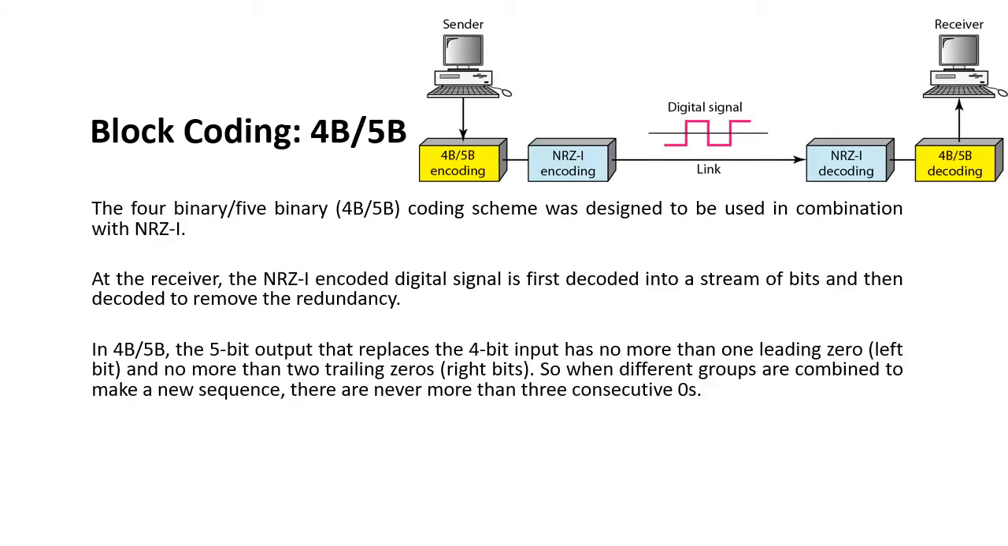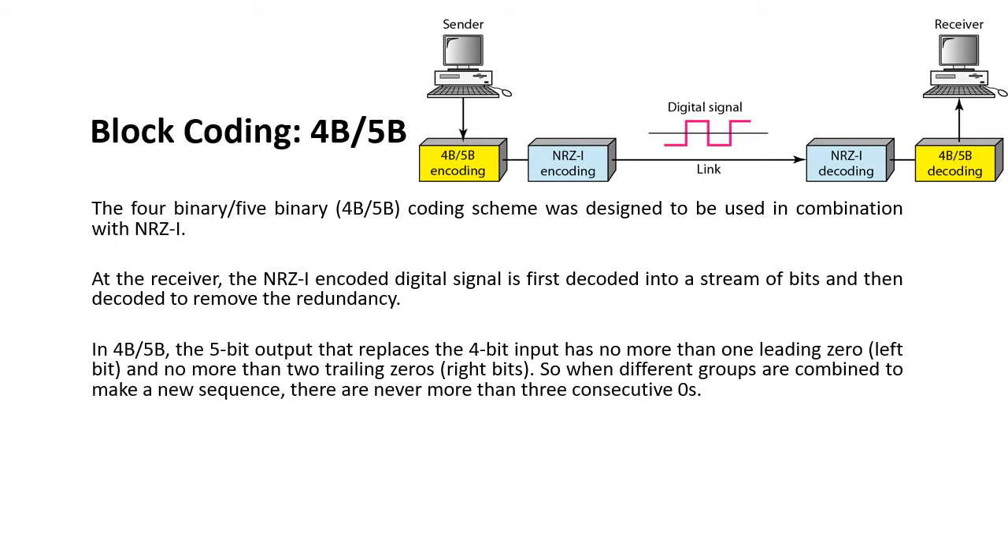Block coding 4B/5B, or also known as the 4 binary/5 binary coding scheme, was actually designed to be used in combination with NRZ invert or NRZI. If you remember, NRZI has a good signal rate, that is 1/2 of the biphase, but it has a synchronization problem where a long sequence of zeros can make the receiver clock lose synchronization, but it has no problem with long sequences of ones. One solution is to change the bit stream prior to encoding with NRZ invert so that it does not have a long stream of zeros.